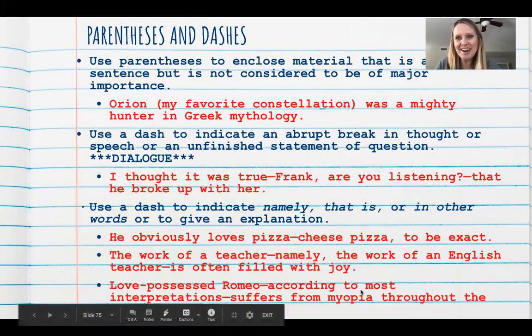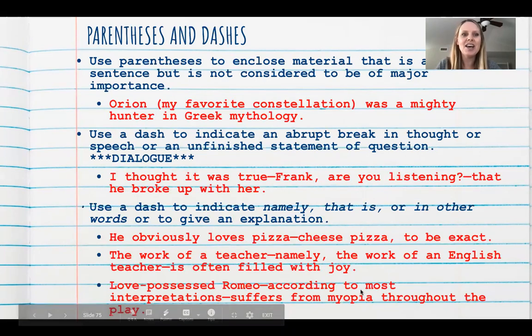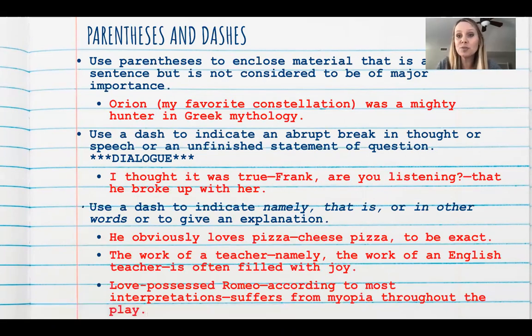All right, we're getting there. Parentheses and dashes. You want to use parentheses to enclose material that really could be overlooked. So if I put something in parentheses as a writer, I'm basically understanding that my reader might skip over this. You know, if he's in a hurry, he might just skip right over what I put there. So it's the least important information you put in parentheses.